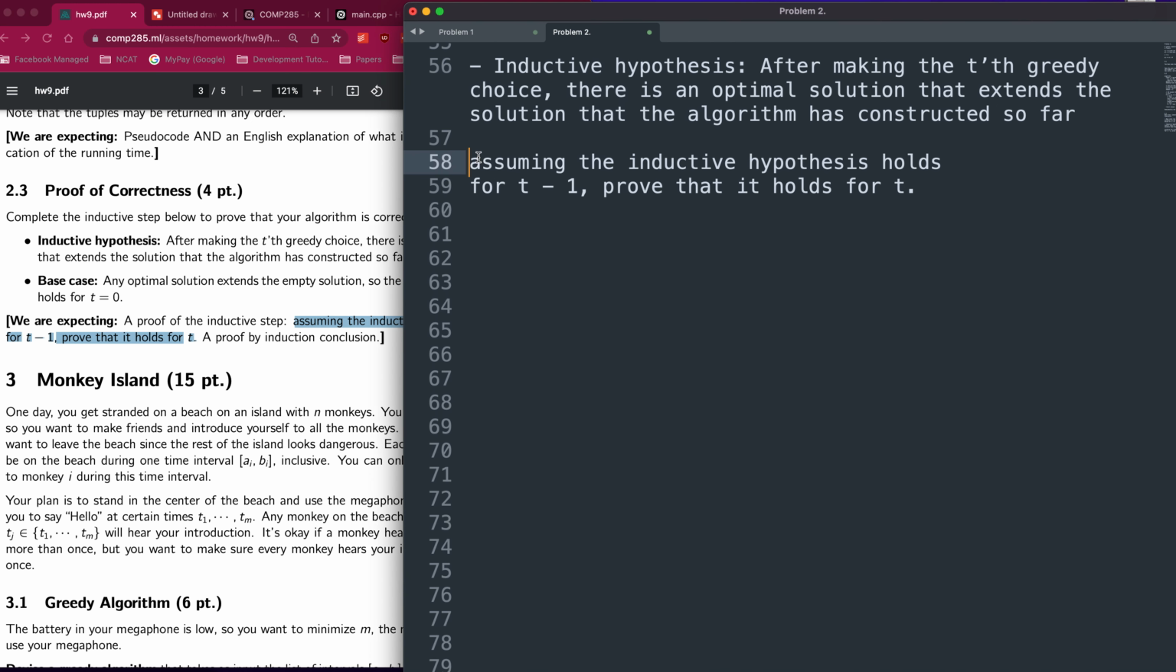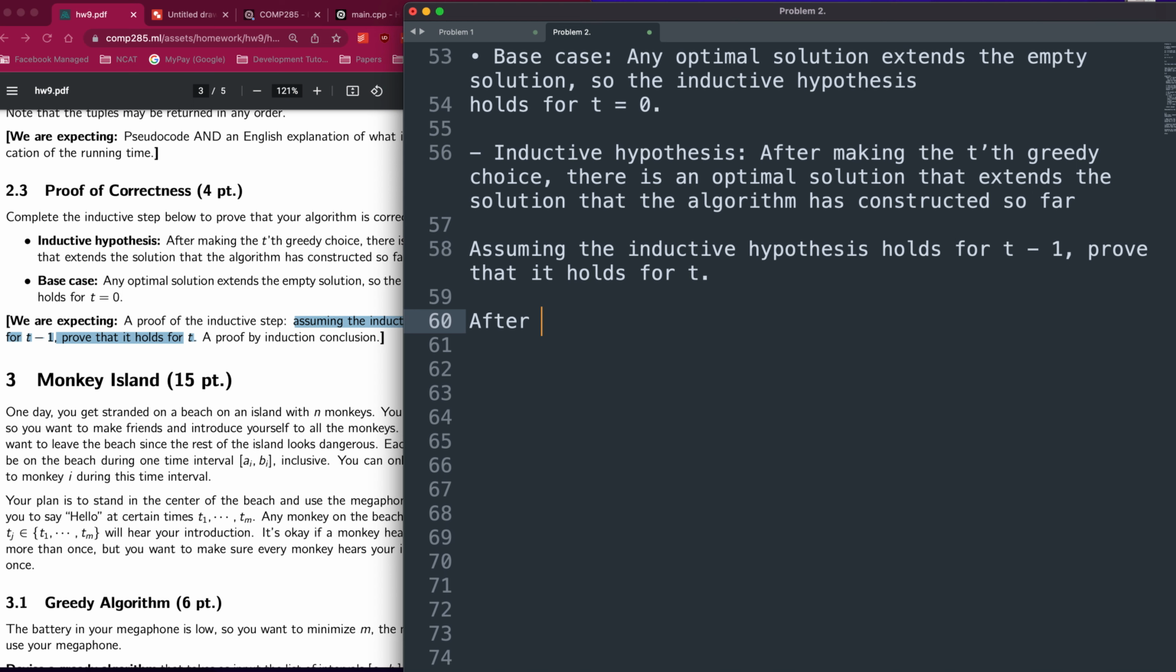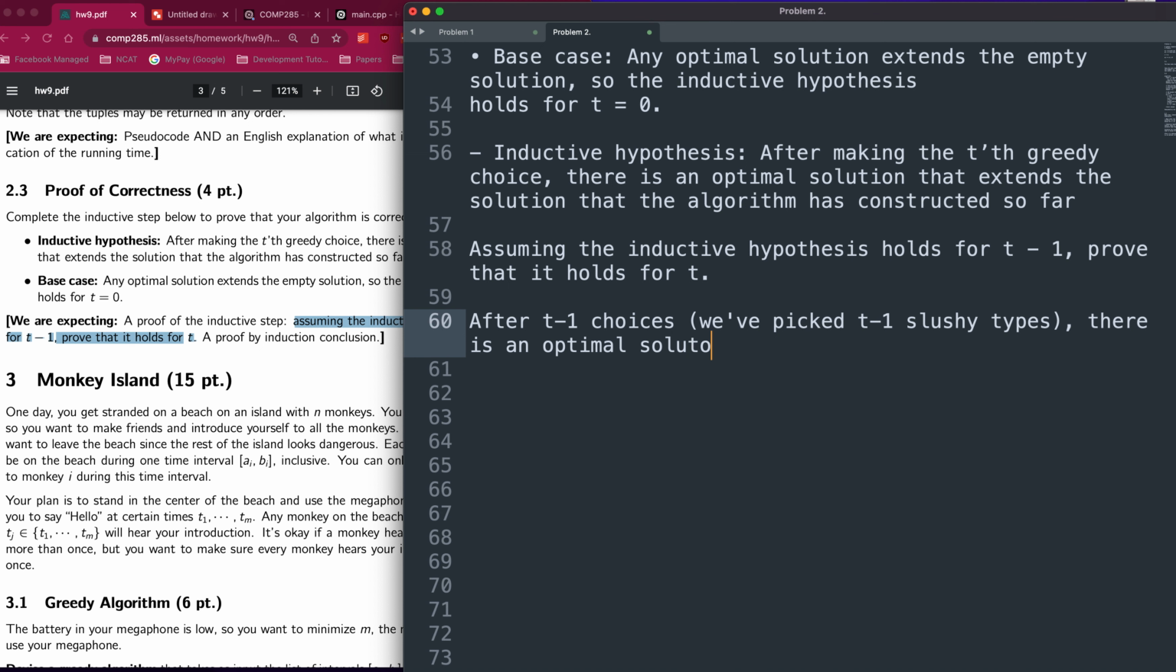So this is what that looks like, right? You start with assuming the inductive hypothesis holds for t minus 1. So what does that mean? That means that after t minus 1 steps, or after t minus 1 choices, so we've picked t minus 1 slushy types, there is an optimal solution that extends the solution so far. Call that solution T, right?